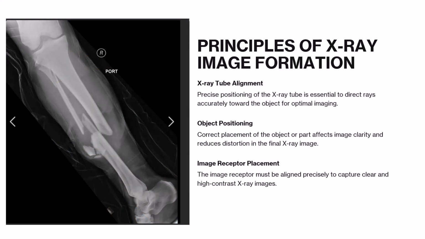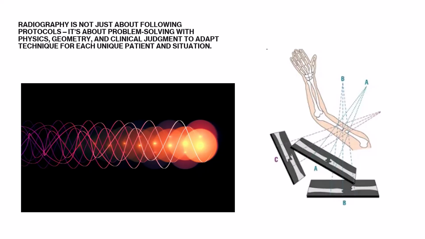X-ray imaging relies on the alignment of the X-ray tube, the part being imaged, and the image receptor. The positioning and geometry of these elements directly influence image clarity, contrast, and distortion, making precise alignment crucial for accurate medical diagnostics. Radiography is not just about following protocols. It's about problem solving with physics, geometry, and clinical judgment to adapt technique for each unique patient and situation.